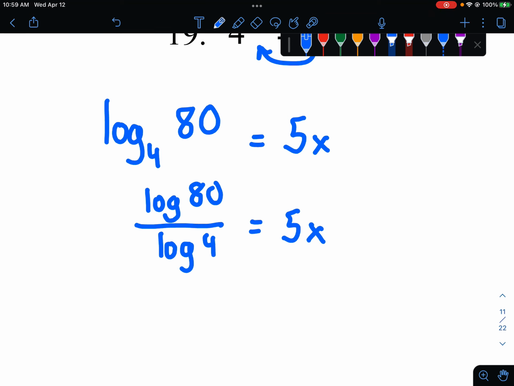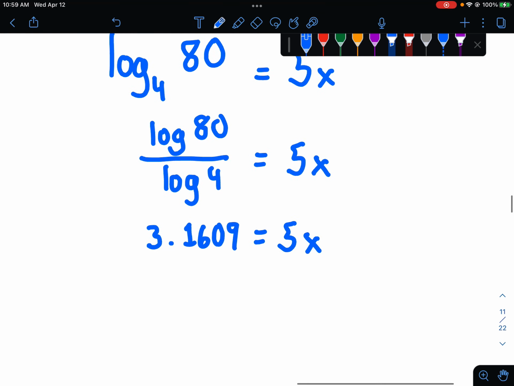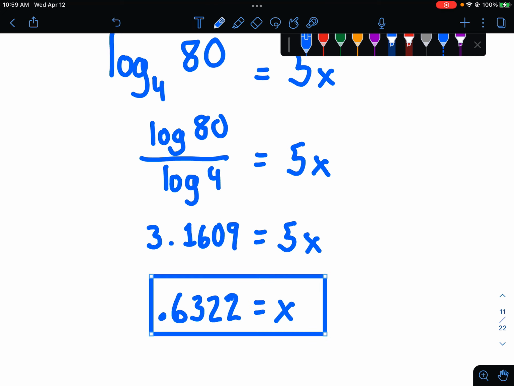So I put that log 80 over log 4. That gives me something like this. But again, I'm not going to round this up or down yet. I'm going to divide by 5 first. I leave that all in the calculator, so now when I round at the very end, I'm as accurate as I can possibly be. So it'll be 0.6322 equals x. So there we go.